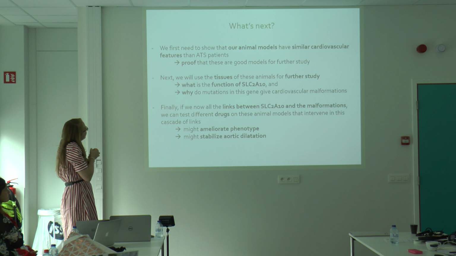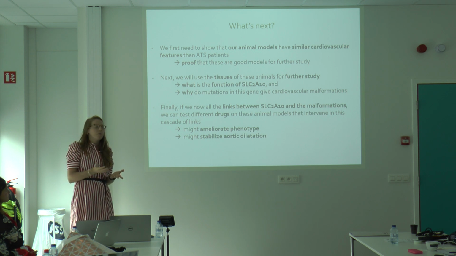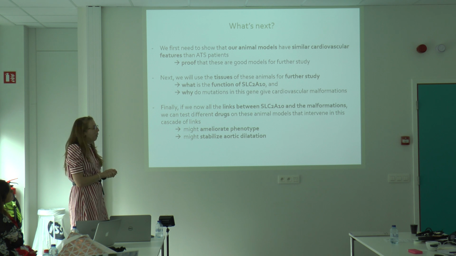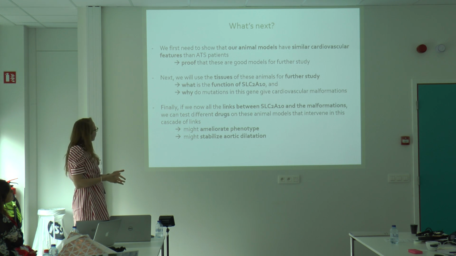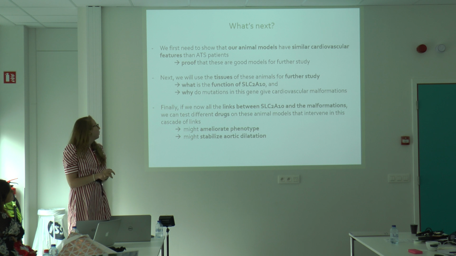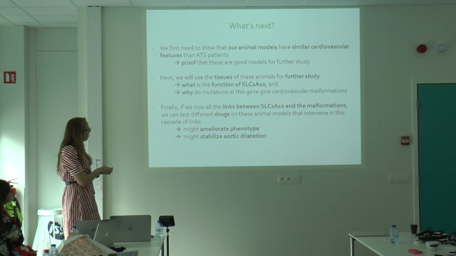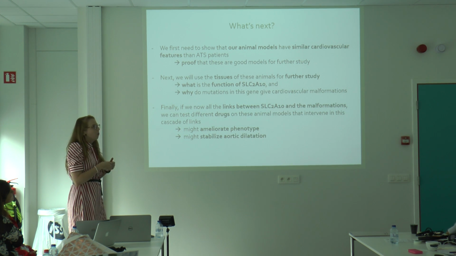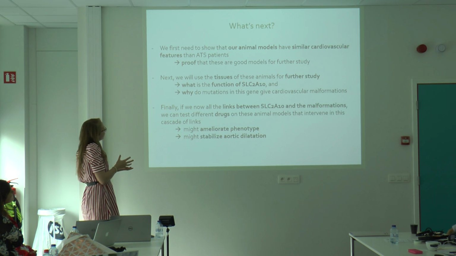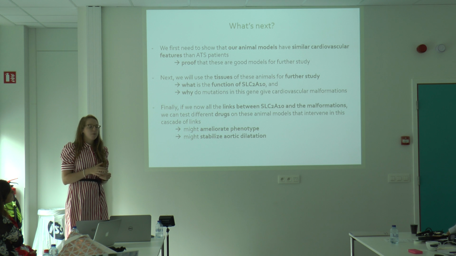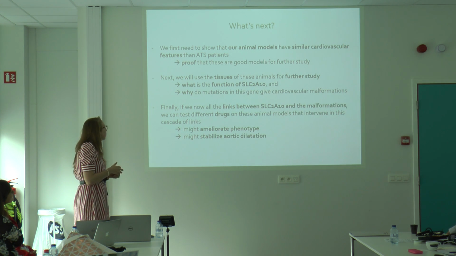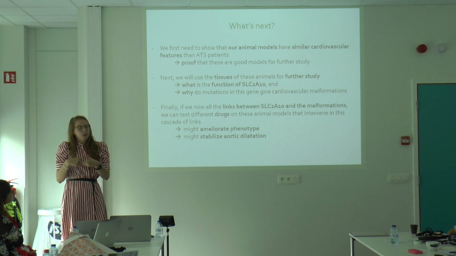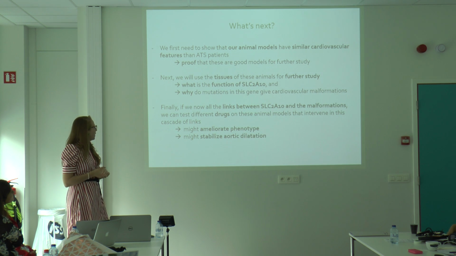Of course, first we need to show that our animal models have similar cardiovascular features as ATS patients, because we first need proof that they are good models. Then we can use, as I said before, the tissues of these animal models for further study, and then we can elucidate what is for sure the exact function of SLC2A10, and then the most important thing to investigate is why mutations in this gene exactly give the phenotype that we see in patients.